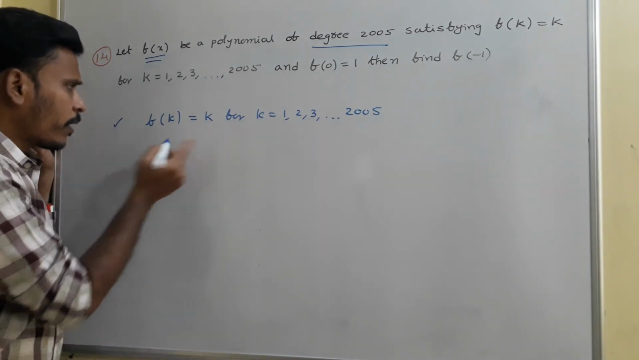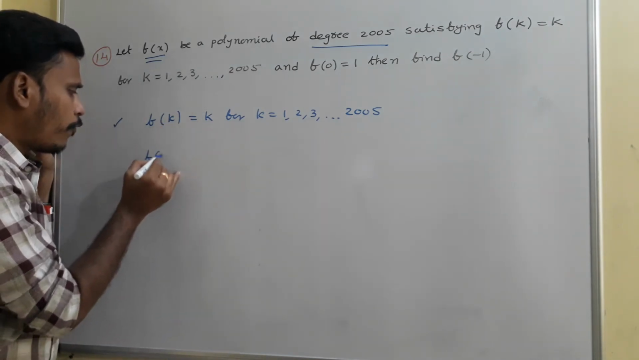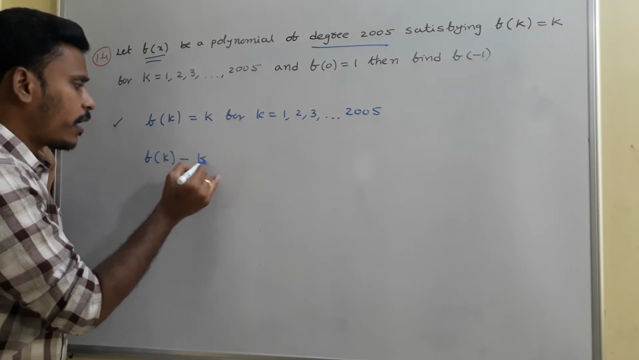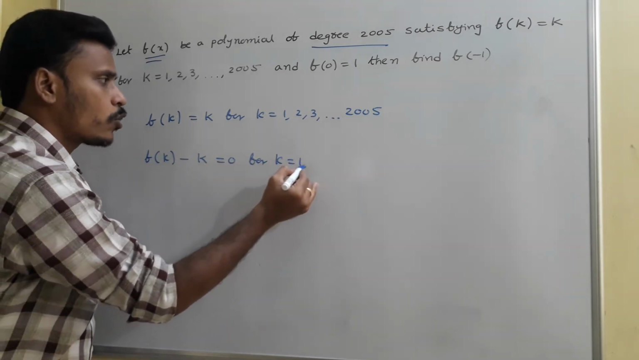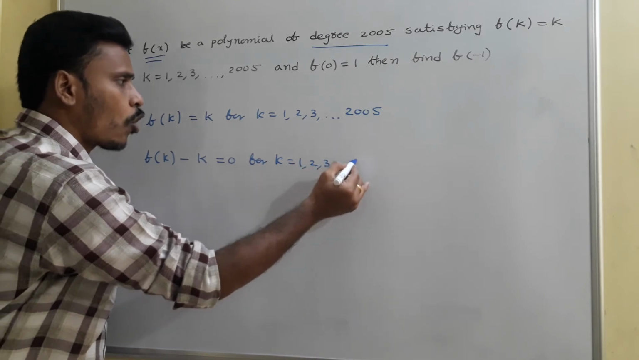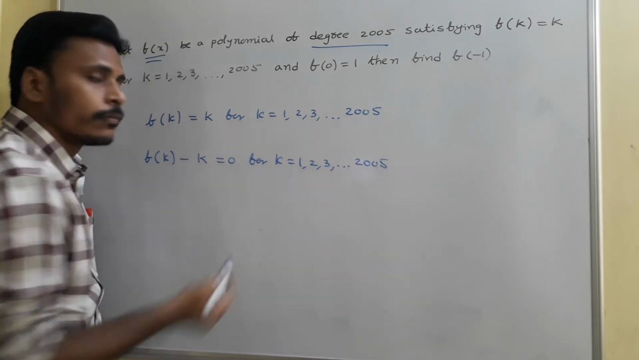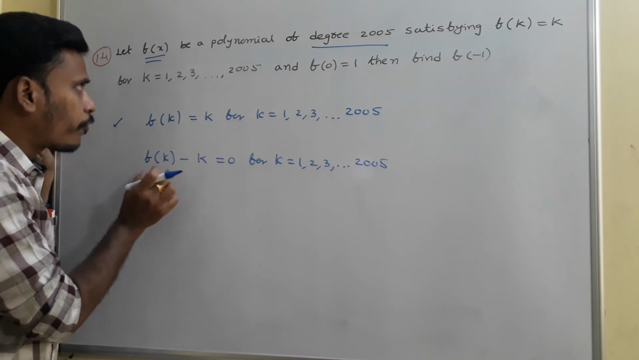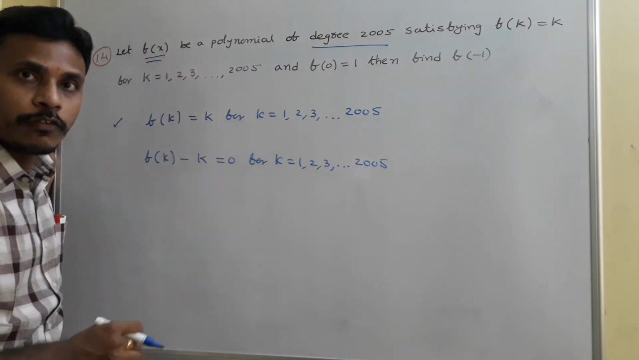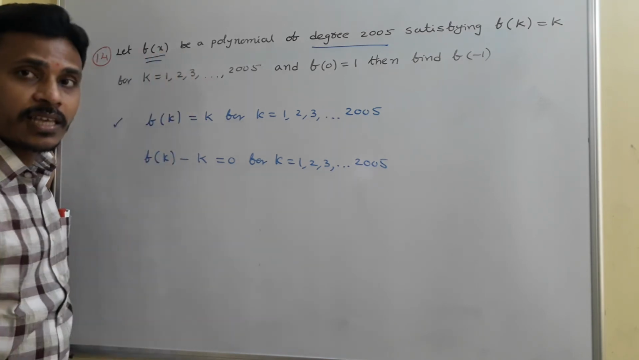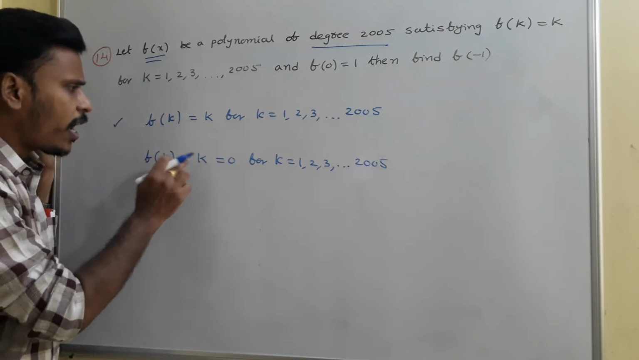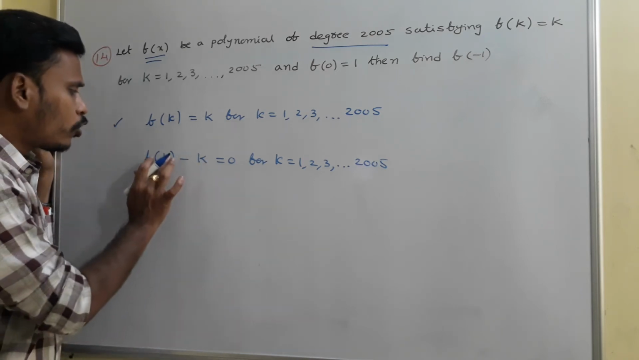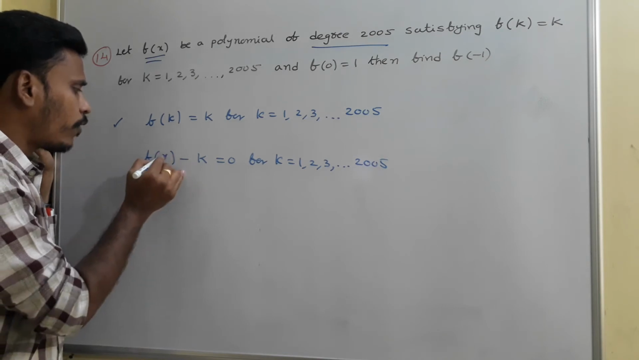What does it mean? Send this k to that side. f of k minus k equals 0 for k equals 1, 2, 3 and so on up to 2005. So for convenience, f of k minus k is a polynomial of degree 2005. So this is again a polynomial. See, this is k or x, no problem. So just rewrite this k as x for our comfort.